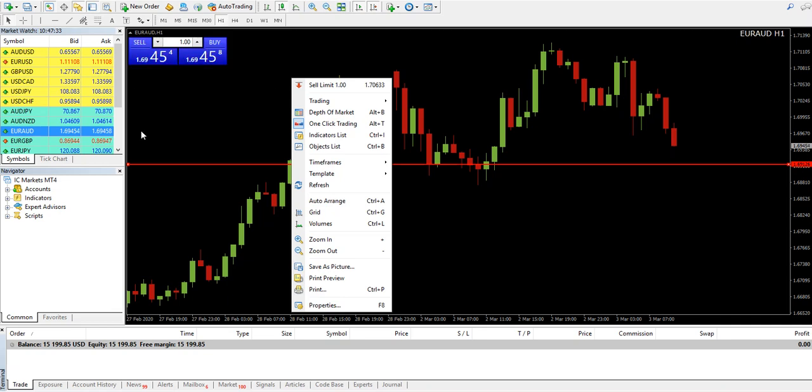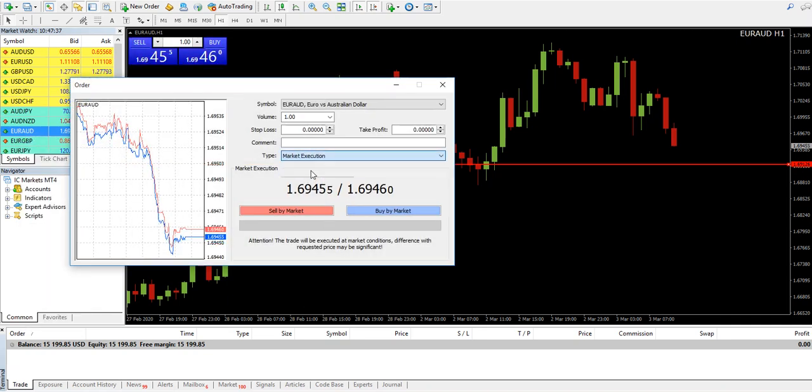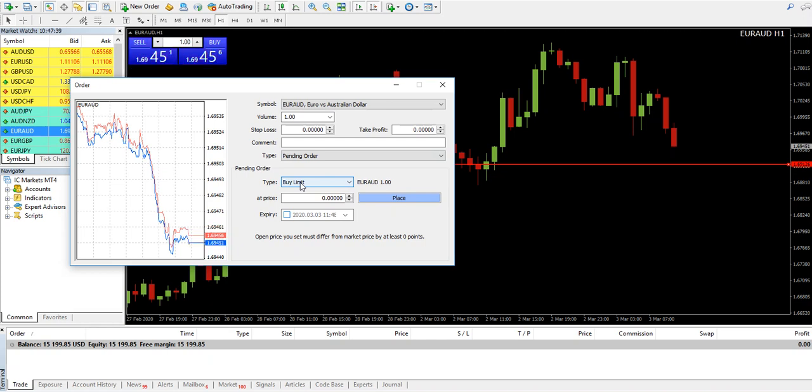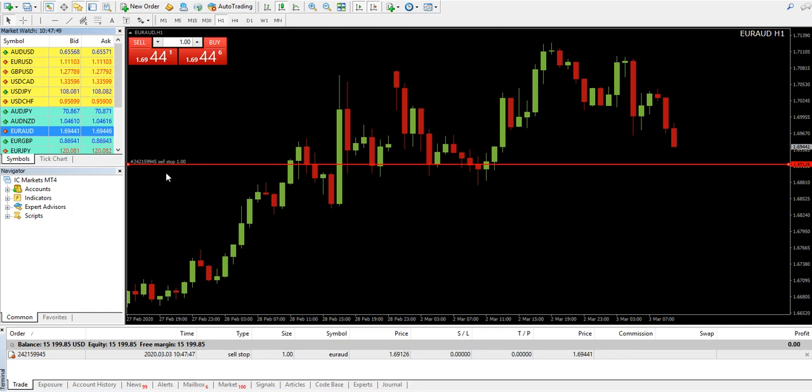And for you to do that, let's go to our pair Euro AUD. It's still a pending order, but this time it's not a buy limit. We are selling, so it's a sell stop. Sell stop order. Then you paste your price there and you place the trade. So you see, there's a sell stop here.